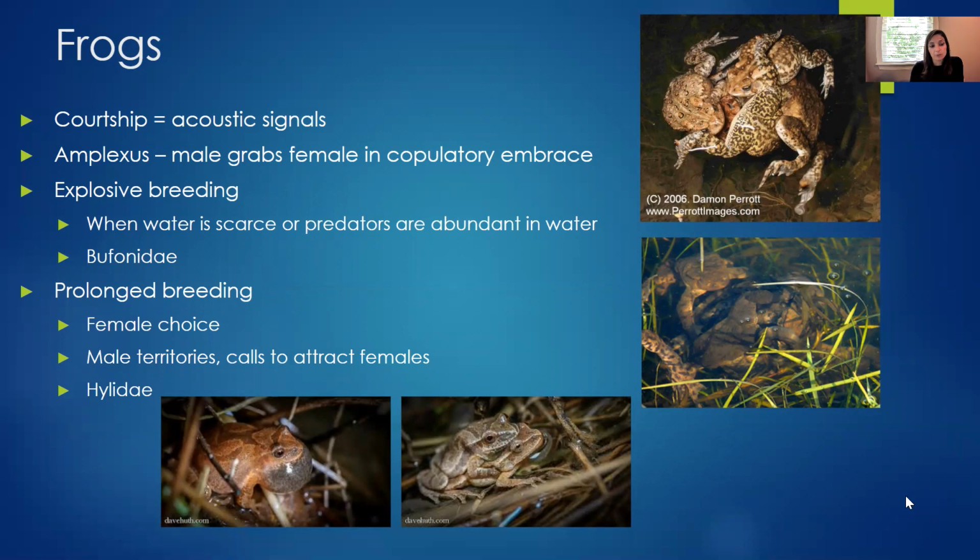And then prolonged breeding we see in Hylidae. This is where females kind of get the choice. So males will call for weeks really, and females will be drawn in and pick the call that sings to them most. And again, that's in areas where water isn't as scarce, or it's more of a temporary pool.